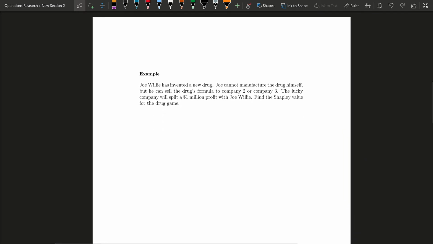So for our first example, Joe Willie has invented a new drug. Joe cannot manufacture the drug himself, but he can sell the drug's formula to Company 2 or Company 3. The lucky company will split a $1 million profit with Joe Willie. Now find the Shapley value for this game.